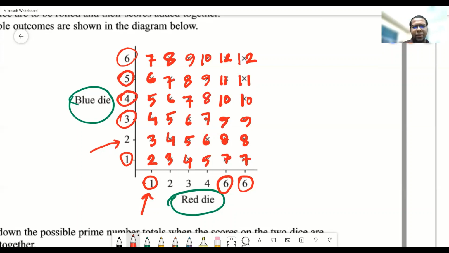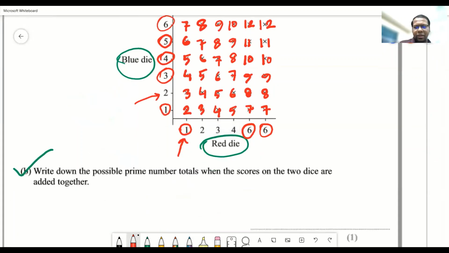So we have completed the diagram. Now look at the first question, I mean, the first question related to the diagram. Write down the possible prime number totals when the scores on the two dice are added together. Now the thing is, we need to know at first what is a prime number. I think you know about it.